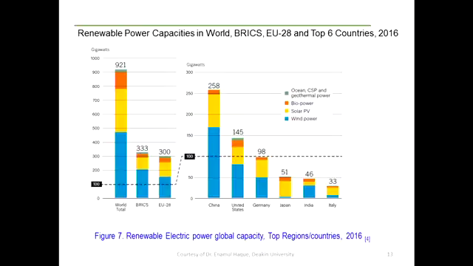Now, capacities. Current capacities, that's what is shown here worldwide. These are the current status in 2016, all right? How much solar, how much wind, how much biogas, power from biogas, and so on.